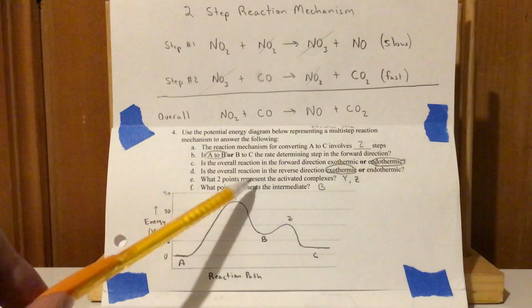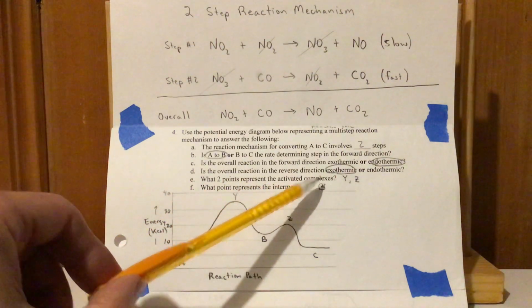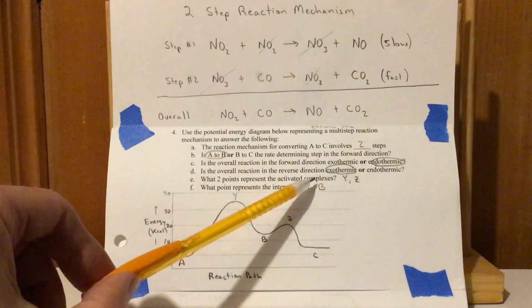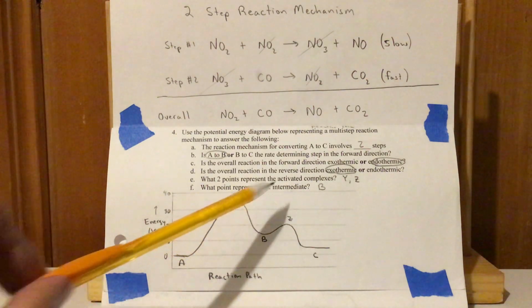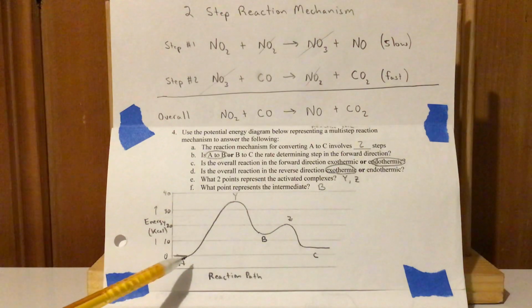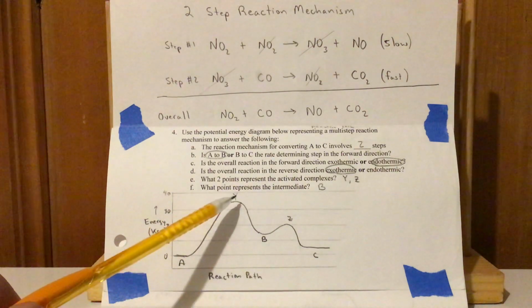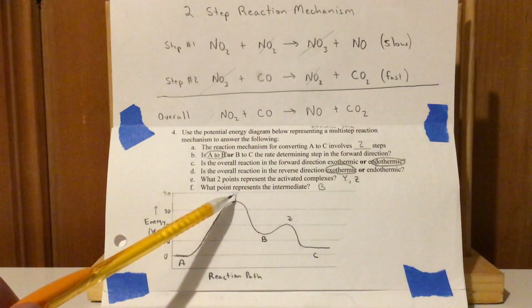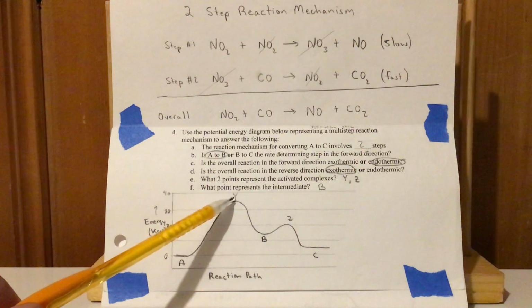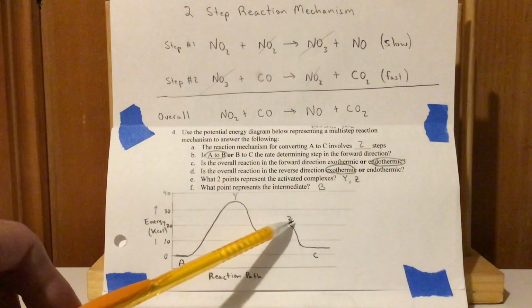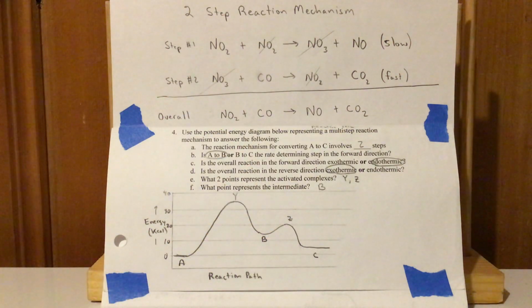What 2 points represent activated complexes? The activated complex is the point of collision when old bonds are breaking and new bonds are forming. So at the top of each hill, you'd have an activated complex. So point Y and point Z would be activated complexes.